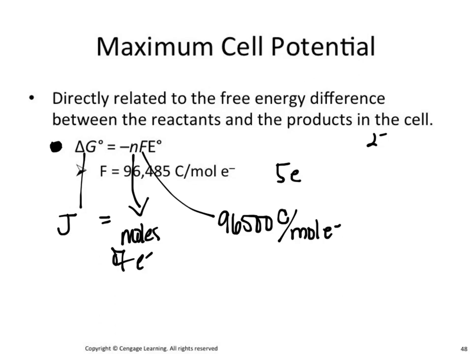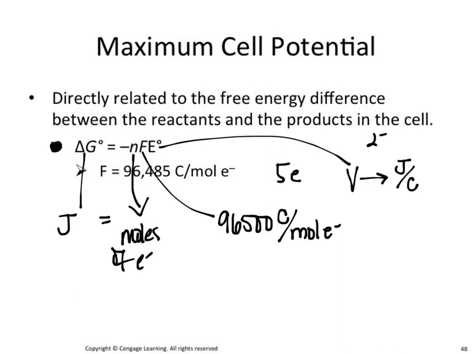And then we have E, which is our cell potential, which we have been determining for the last couple of days. And cell potential is in volts. But we also know that a volt is a joule per coulomb. And that's how we get delta G to equal joules.